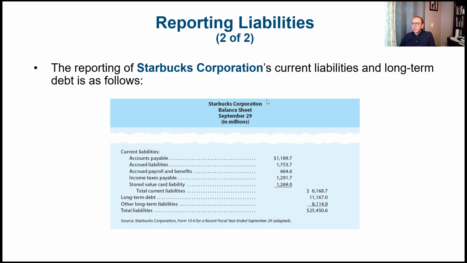So you can see here we have the balance sheet for Starbucks, and we have the current liabilities. They have accounts payable, accrued liabilities, accrued payroll and benefits, income tax payable, stored value card liabilities, and that would be the total current liabilities. And then we have long-term debt and other long-term liabilities to get the total liabilities. So our focus in this chapter is the top part here, to get the 6168. That's how we calculate it, or how we present it. And keep in mind that all these numbers are, of course, in millions.